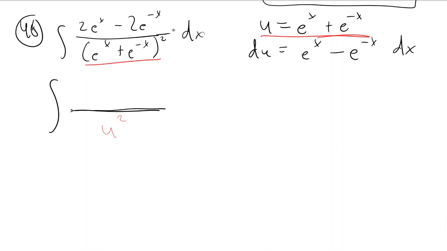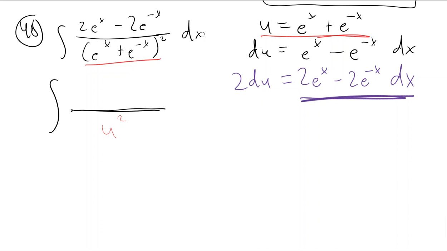This isn't a perfect match for this just yet, but if I multiplied this side by 2, that's fine as long as I multiply that side by 2. So now I can see in place of all of this stuff, which is what I have, I can replace it with 2 du.